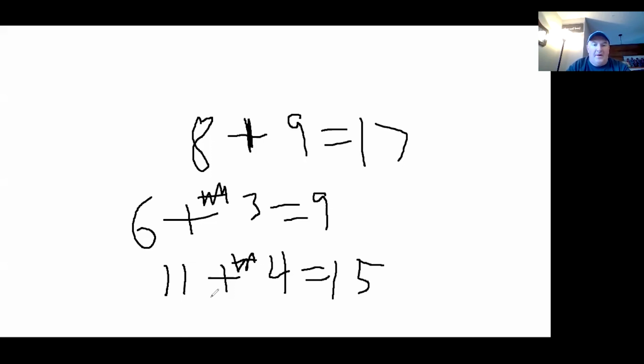So we got that. So subtracting negative numbers, very important. Here, let's do this. This is kind of tricky. If we have, let's go, what's this?